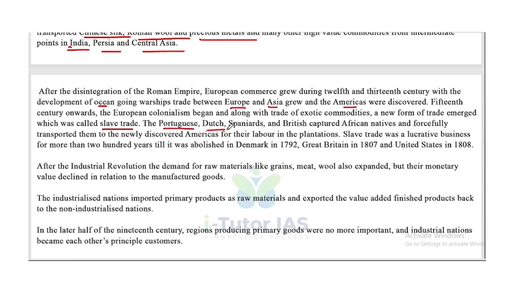The Portuguese, Dutch, Spanish, and British captured African natives and forcefully transported them to the newly discovered Americas for labor in the plantations. Slave trade was a lucrative business for more than 200 years till it was abolished in Denmark in 1792, then Great Britain in 1807 and the United States in 1808.